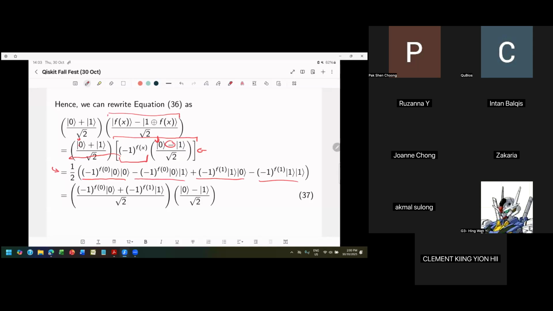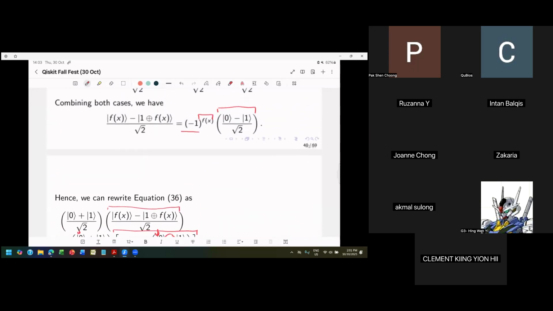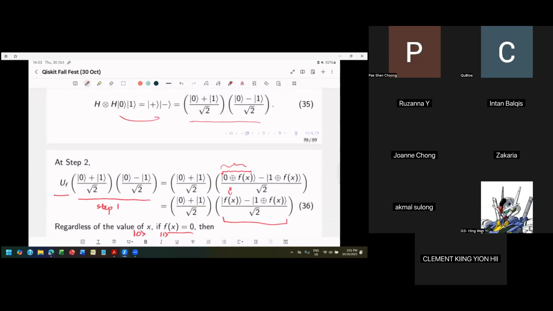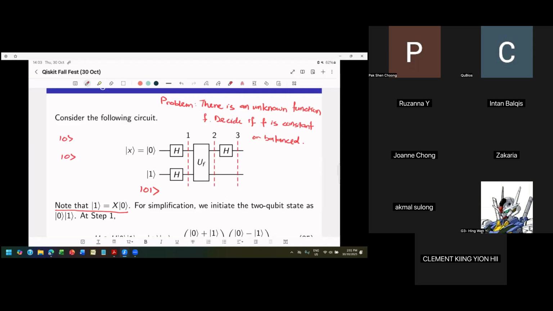So you can basically move the minus 1 to the power of fx to the left side, but you need to make sure that the input here stays accordingly, like it stays true to the expansion. Then you can keep the rightmost bracket to be the same as before. So this is step 2.